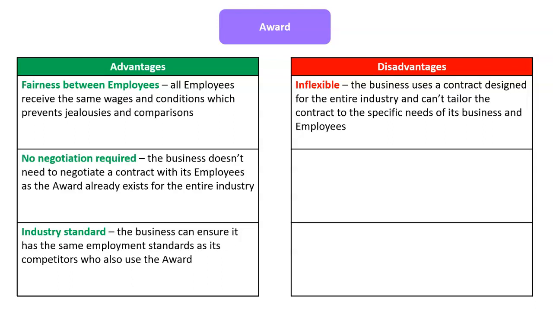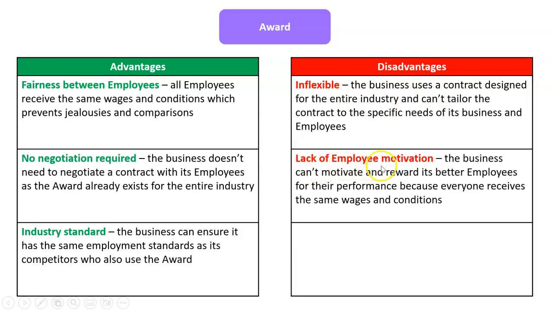So at Kmart, you're just there to stock the shelves and help people at the self-checkout maybe. You're not really there in a customer service role. But at David Jones, that is why you were there. That is their point of difference as a business. You're there to serve people. So why would I have an award that would cover someone at David Jones and give them the exact same conditions as Kmart? That makes no sense. That's too inflexible.